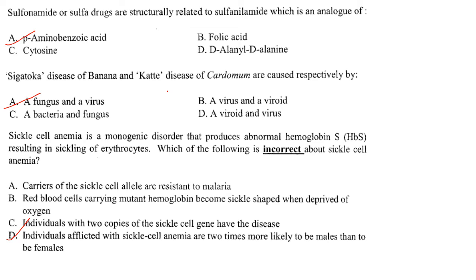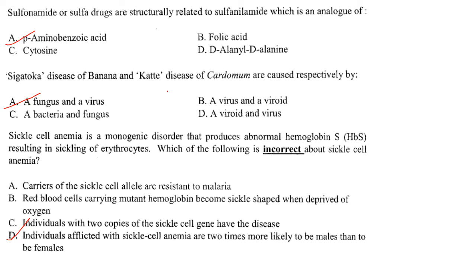Then sickle cell anemia is a monogenic disorder that produces abnormal hemoglobin S, resulting in sickling of erythrocytes. Which of the following is incorrect about sickle cell anemia? So carriers of the sickle cell allele are resistant to malaria. That is correct. Then red blood cells carrying mutant hemoglobin become sickle shaped when deprived of oxygen. That is also correct. Individuals with 2 copies of the sickle cell gene have the disease. That is also correct. Individuals afflicted with sickle cell anemia are 2 times more likely to be males than to be females.